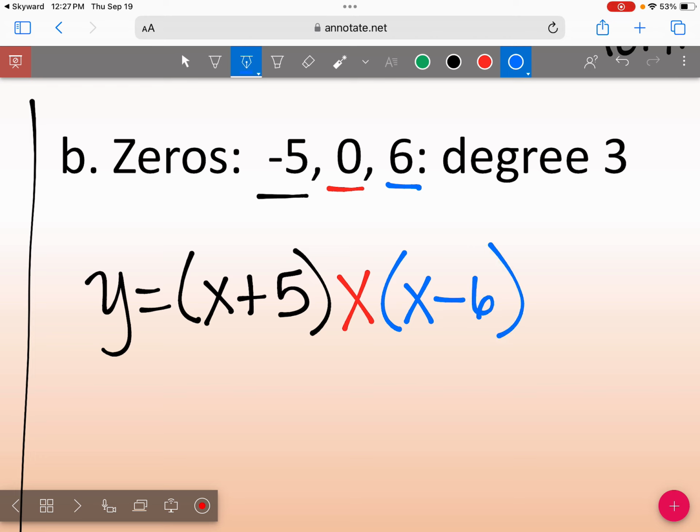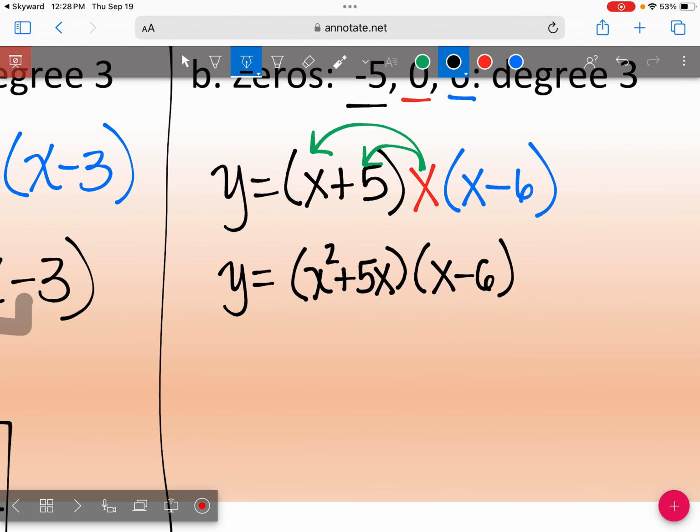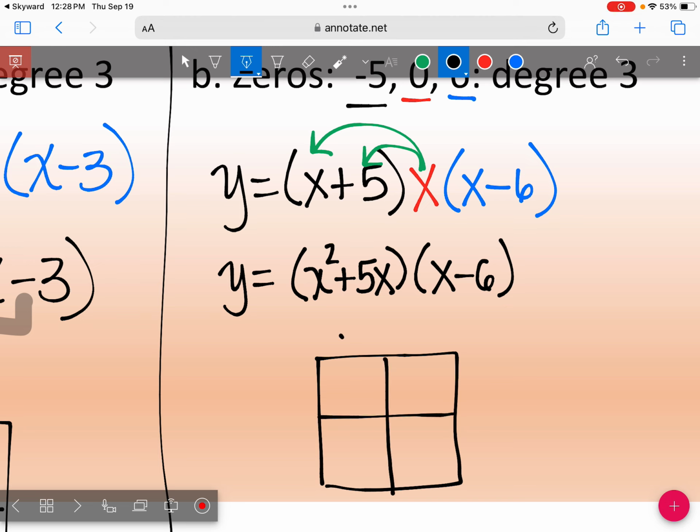Yeah, and it does not matter which way you decide to multiply these together. You don't have to start a certain way, but I think the easiest way to start would be to distribute, multiplying x plus 5 times x, and then take that answer and multiply it by x minus 6. So go ahead and fill in all 4 squares.